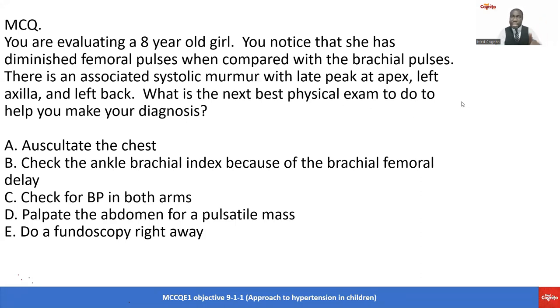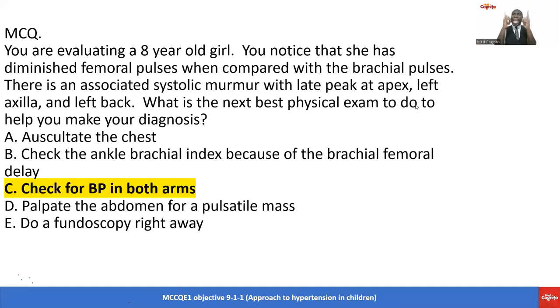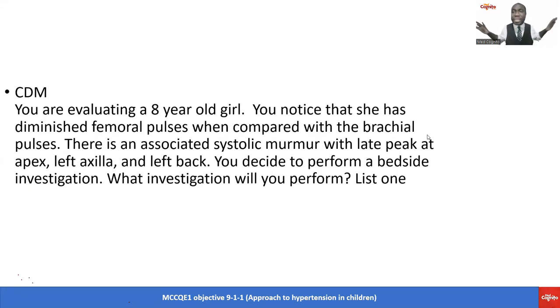But then this question is saying, this child has diminished femoral pulse as compared to the brachial pulse, and there's a systolic murmur. So that means there's something happening at the heart. Exactly. Coarctation. When it comes to coarctation, what are you going to do? You are going to check the blood pressure in both arms and compare them. So that's why I dropped this question. Secondary hypertension. You should be able to deal with secondary hypertension so far as the various things are concerned. So that is coarctation for you. You want to check the blood pressure in both arms.